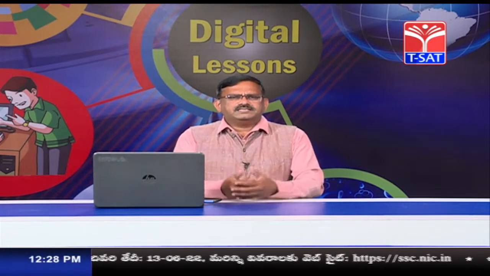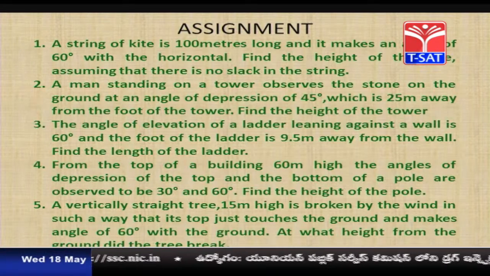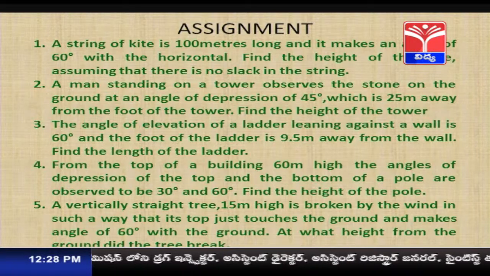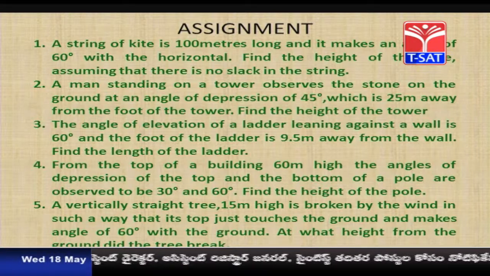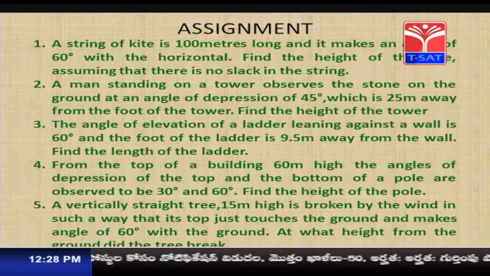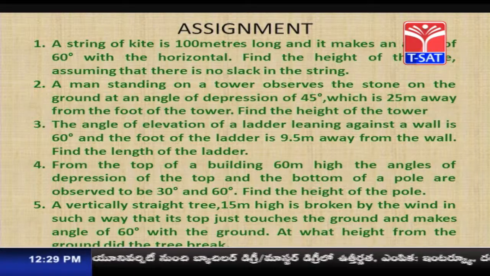Now, here is an assignment for you, children. The first question: a string of a kite is 100 meters long and it makes an angle of 60 degrees with the horizontal. Find the height of the kite assuming that there is no slack in the string. It is a perfectly straight line, you have to think.